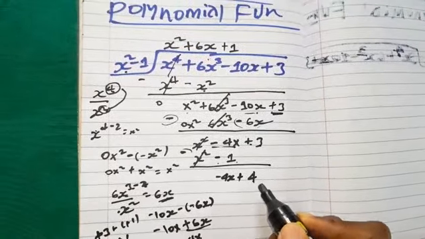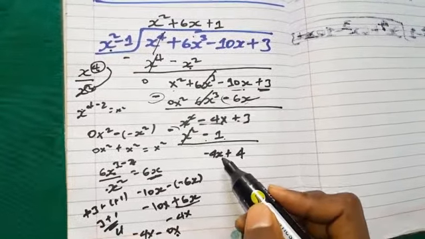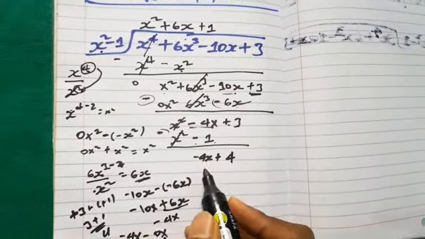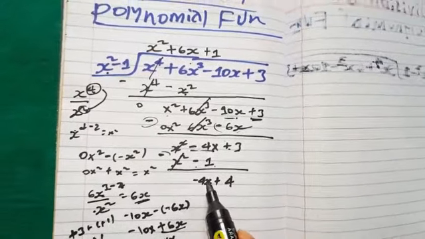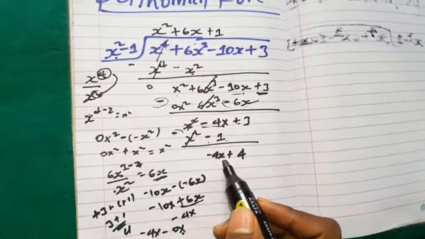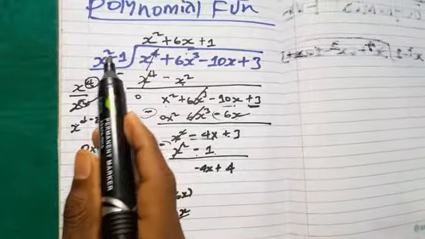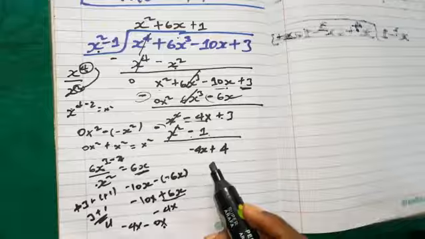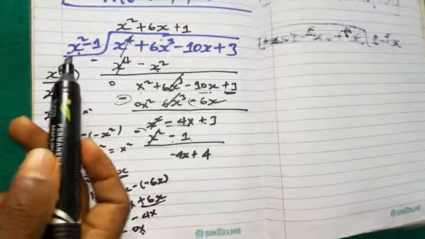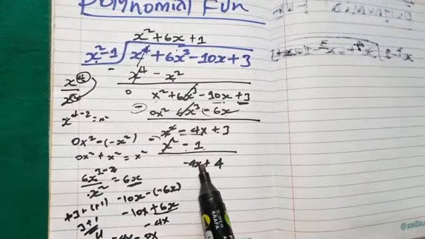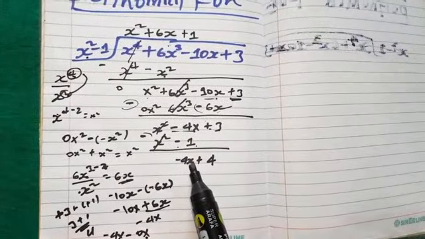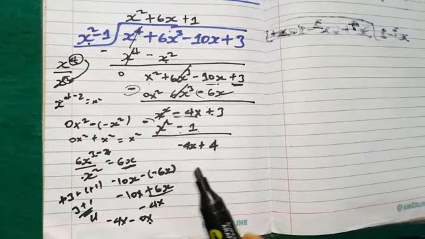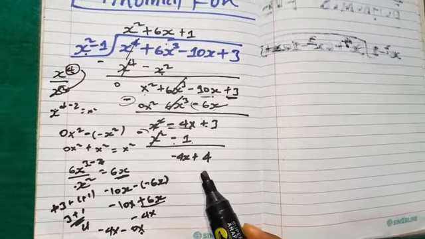Then minus 4x divided by x squared: it doesn't divide, because this variable's power is 1 and this variable's power is 2. For this reason it doesn't divide, because the power of this is greater than the power of x. Don't forget. Then the final answer is x squared plus 6x plus 1.